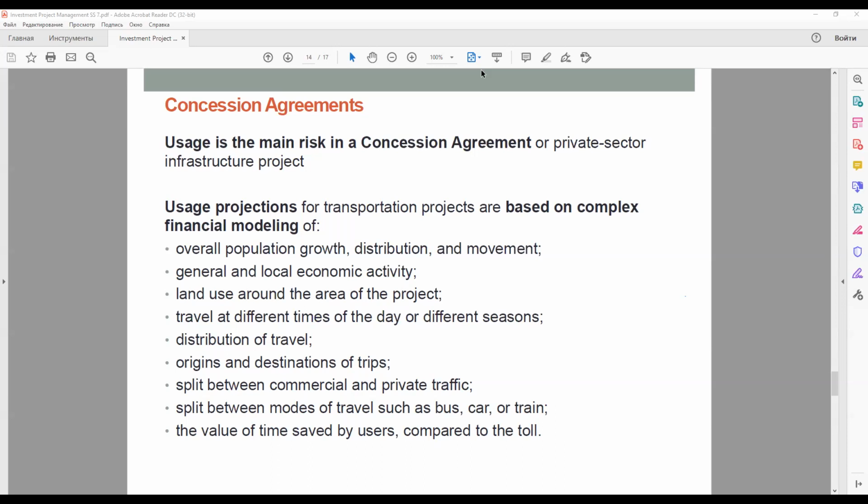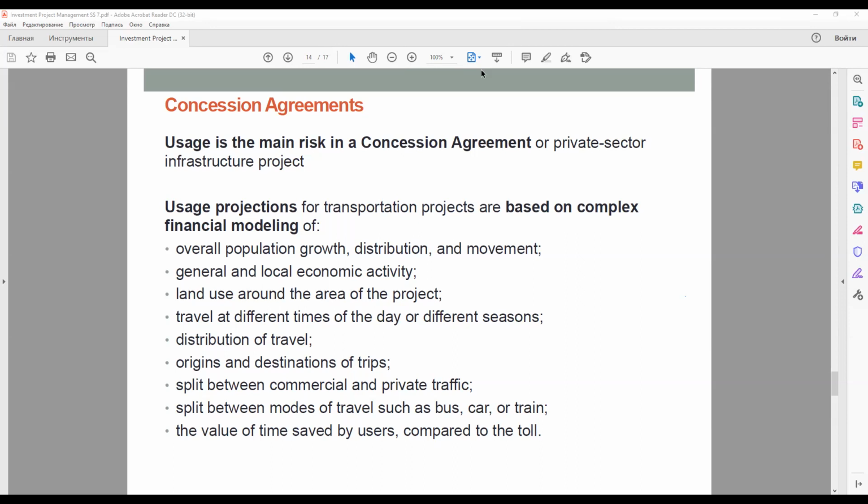Tolls may still be charged, but the revenues from this go to the contracting authority to help offset the availability-based contract payments. So there can be provisions that share the excess profit between the contracting authority and the concessionaire.